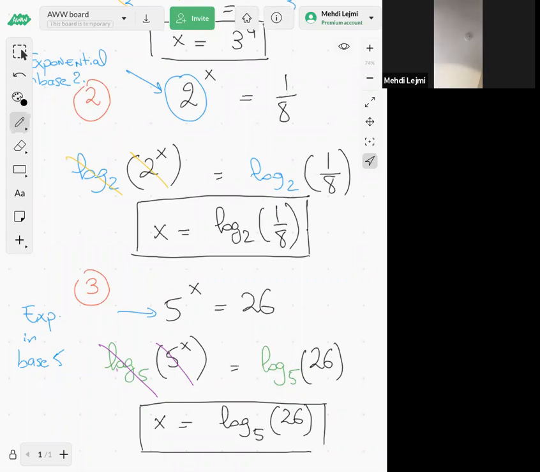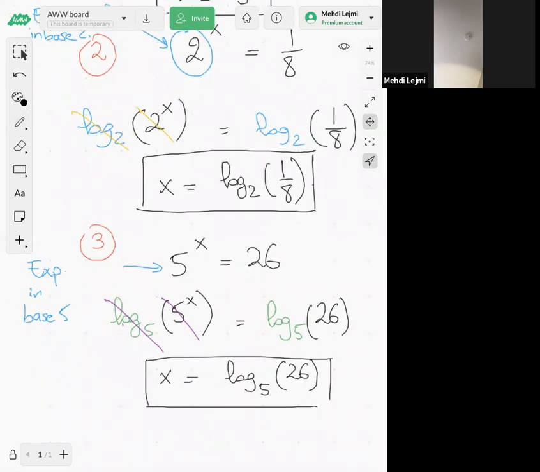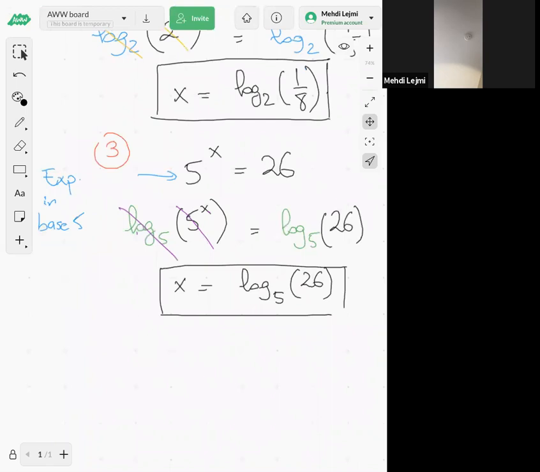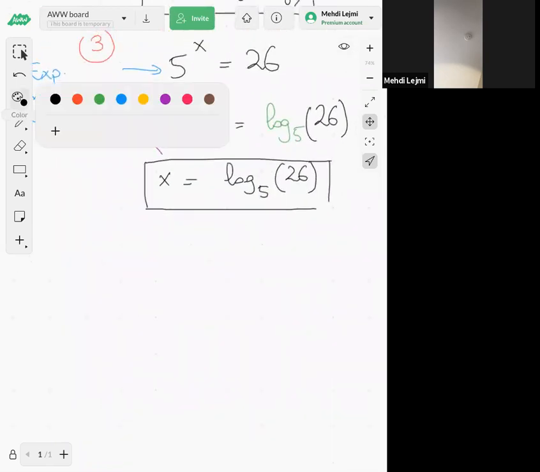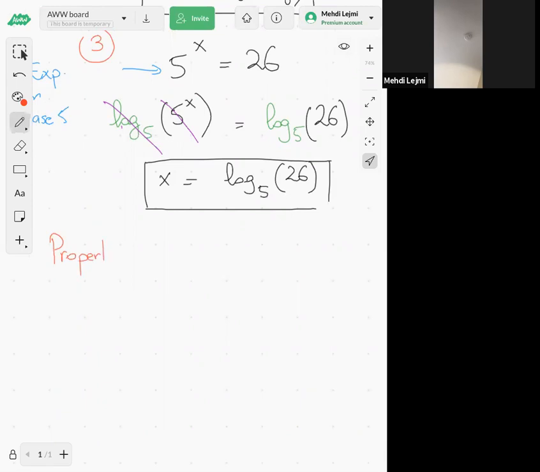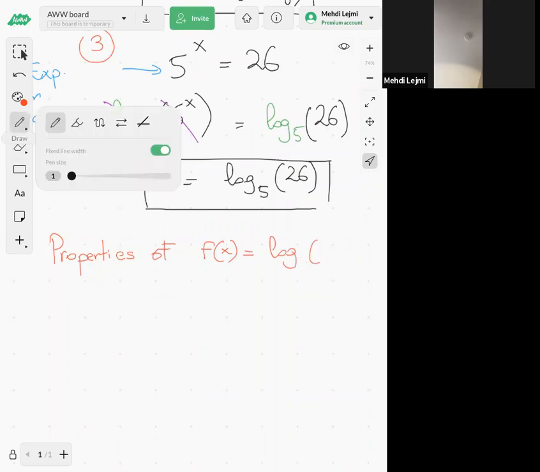All right. So then, next, I'm going to show you. Log has very special and very useful properties. So, properties of f of x equal to log in base a of x.